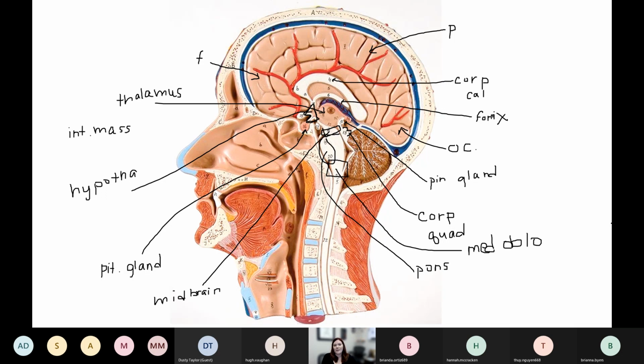I believe the only things we have left to label are stuff on the cerebellum and then some of our connective tissues. So remember that this whole brown thing that we see here, all of that is the cerebellum, the brown part. And inside the cerebellum, the white matter that's inside of it was called the arbor vitae. So the white matter inside the cerebellum, the arbor vitae.